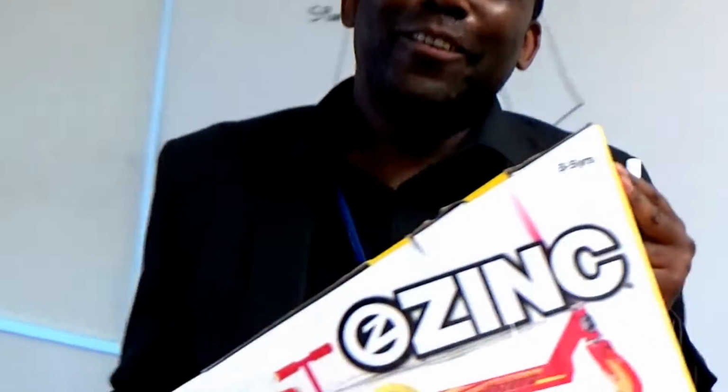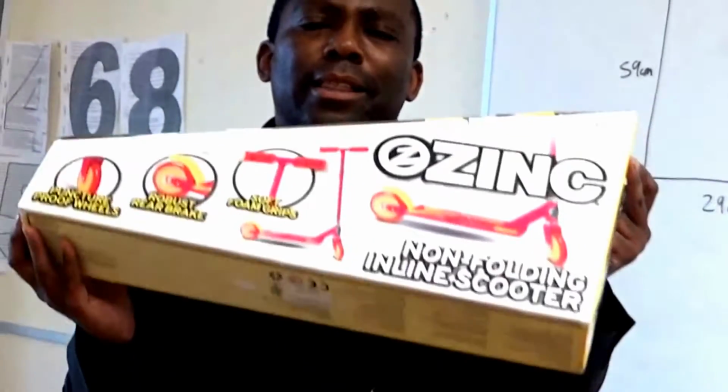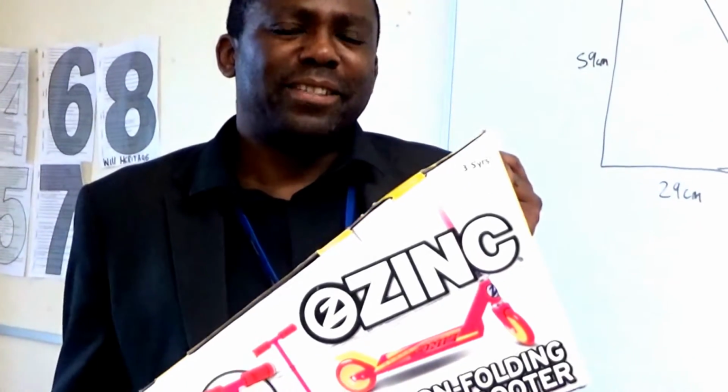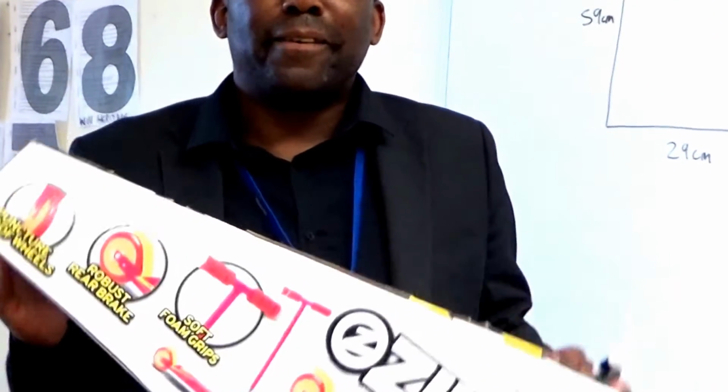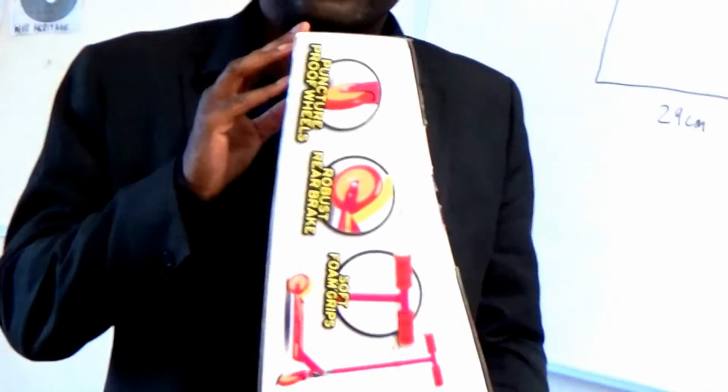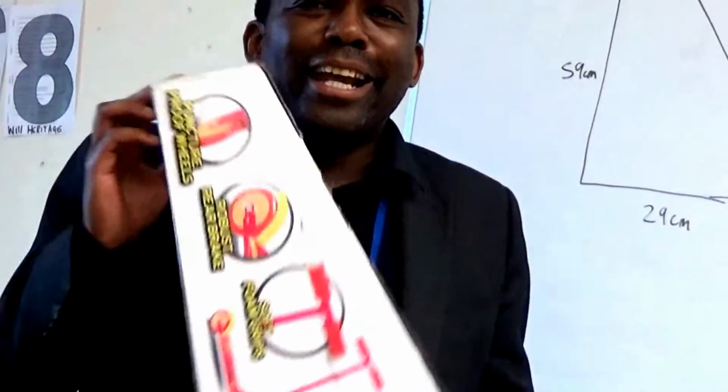What we're looking at today is the volume, trying to calculate the volume and the surface area of this box. The key to working out surface area or volume is identifying the shapes that are on the faces. Mr. Delaney, what shapes do you see on the face of this box?